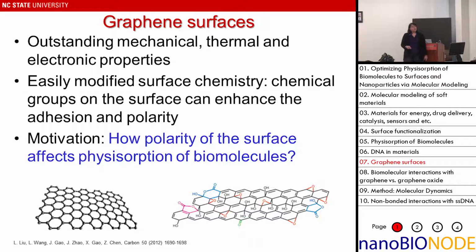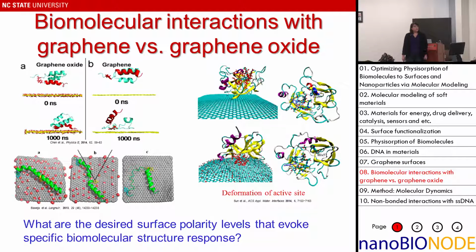So using this type of surfaces, going from graphene to 20% graphene oxide, we're going to study how the polarity of the surface affects the physisorption of biomolecules. We're going to look at DNA and an example of silk, just for interest. So what do we know so far? We know the first people who thought of choosing and controlling the polarity used graphene oxide.